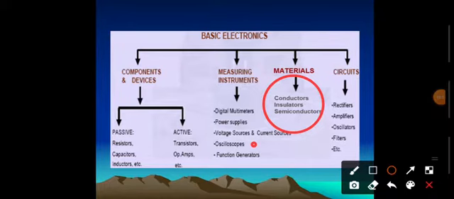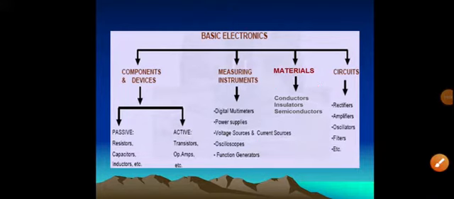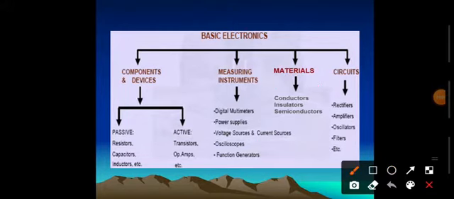Amplifier is the circuit which converts a low strength signal into a high strength signal. Low input to high output. Oscillator is the circuit which generates oscillations. Oscillations may be sine wave, triangular wave, square wave, whatever it may be. That which generates the waveforms is called an oscillator.